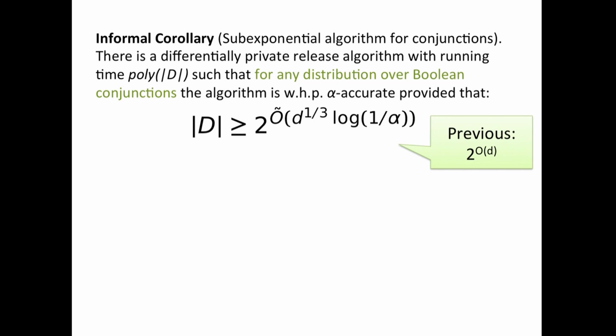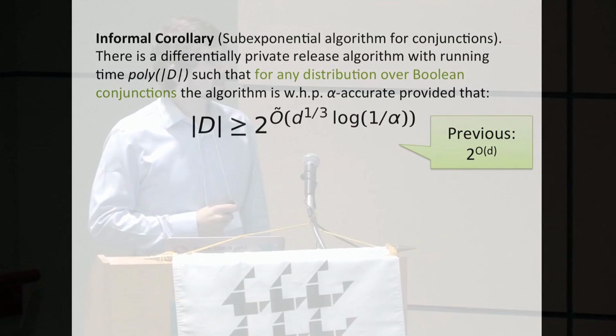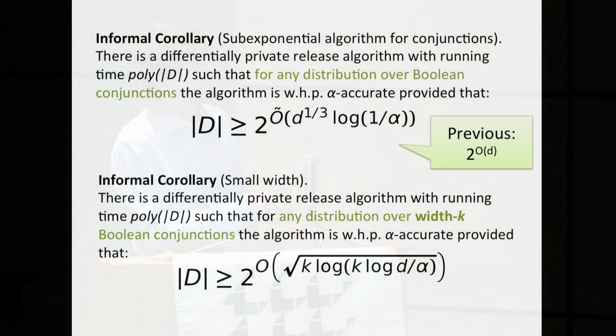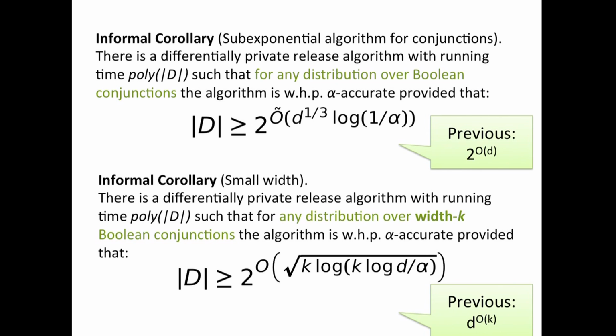And so this shows that using the previous reduction, we can actually break this exponential time barrier, at least at the expense of this distributional relaxation that Mike mentioned. So we get sub-exponential complexity. You can also do this for small width conjunctions. Again, you get some improvement over the previous thing, which was d^O(k). We can get something better, so 2^(√k).